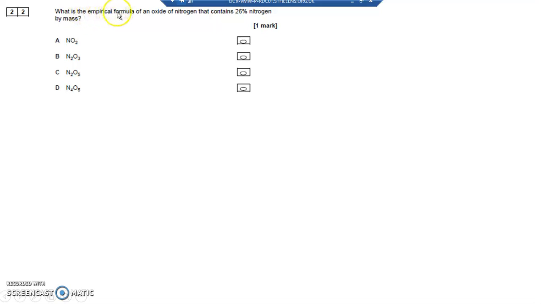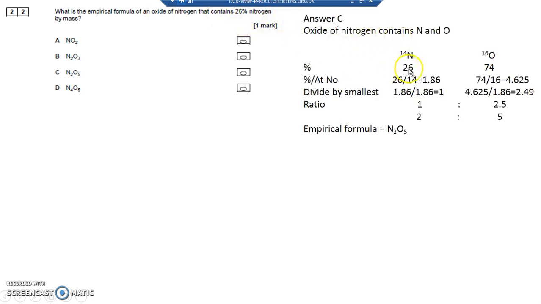22. What's the empirical formula? That's the simplest ratio of atoms of an oxide of nitrogen that contains 26% nitrogen by mass. So we're just going to work this through. So 26% of nitrogen by mass, the remaining amount must be oxygen. So 26% is nitrogen, the remainder must be oxygen. 100 minus 26 is 74.